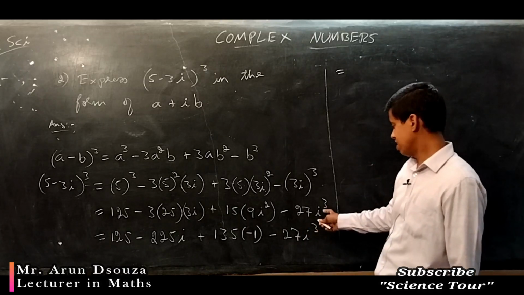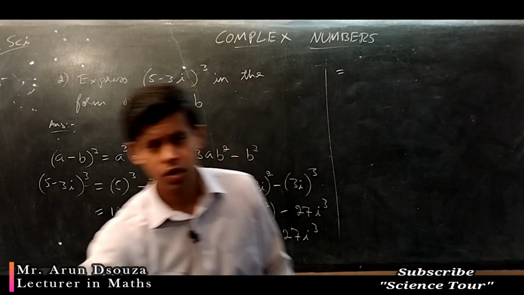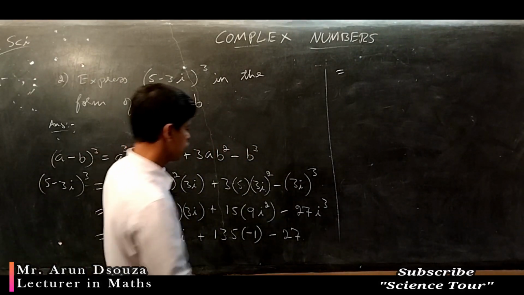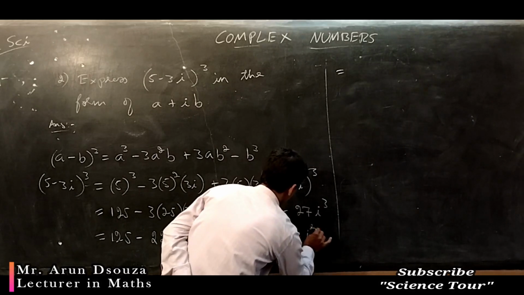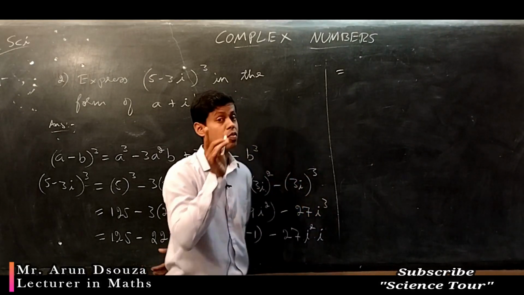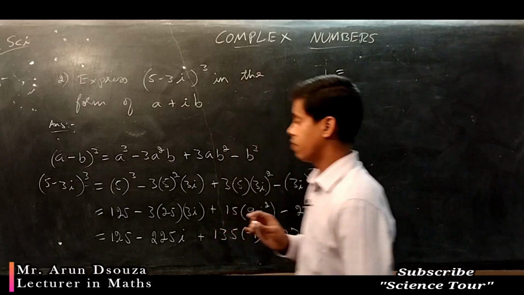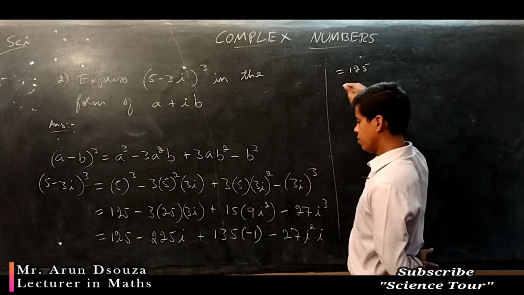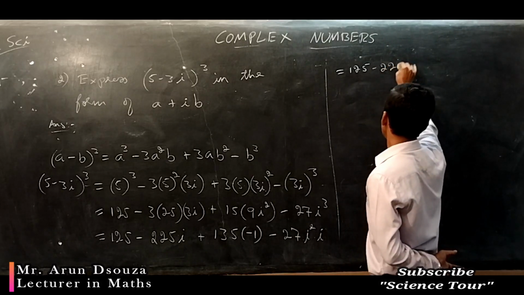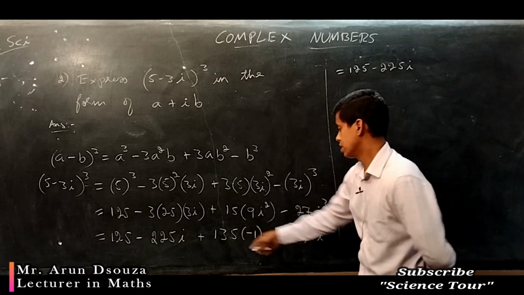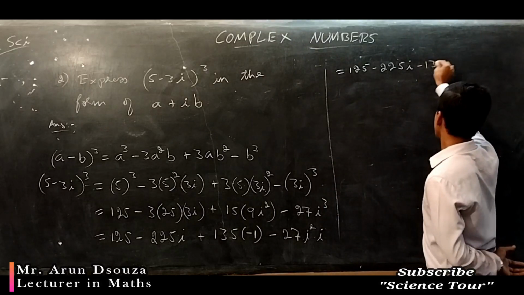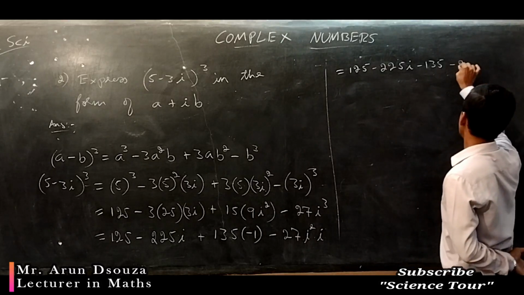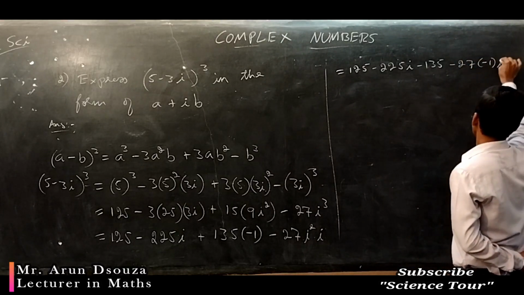Okay, so shall we replace I cube now itself? Why go for the next step? So let us replace I cube. So what is I cube? I can write I cube as I square into I. So if you know the formula, then it is minus I. I cube is minus I. Okay, so this is 125 minus 225I, and then this is minus 135, correct, and this is minus 27 into minus 1 into I.